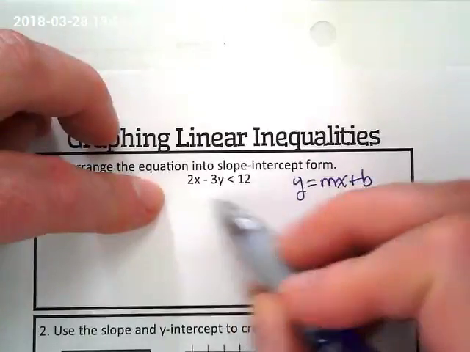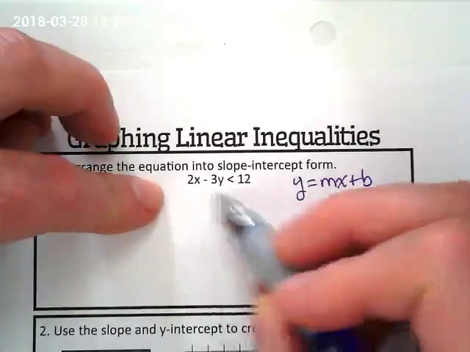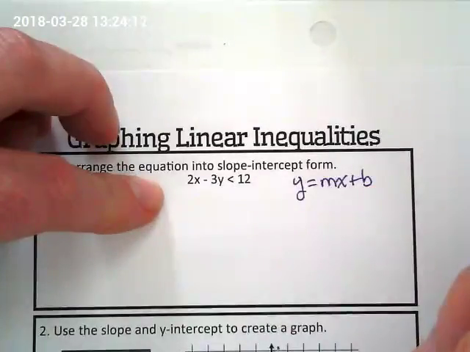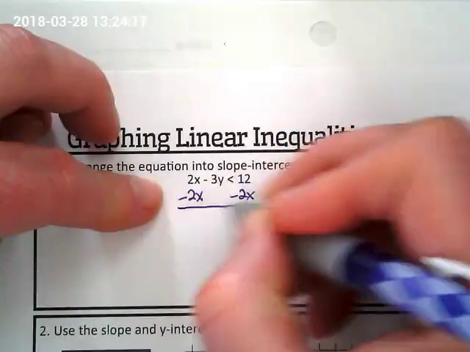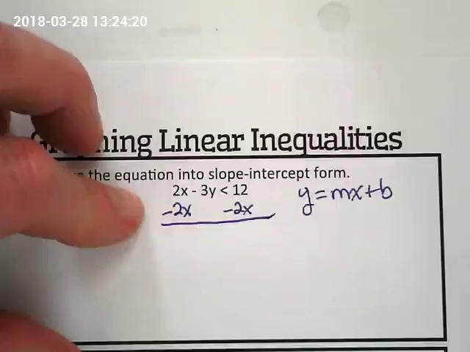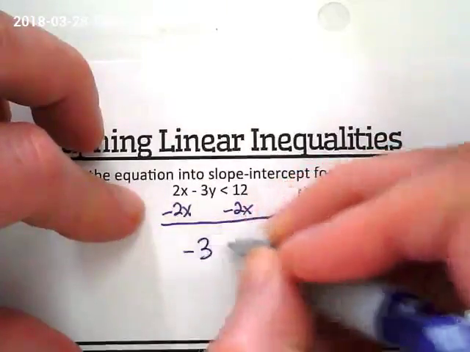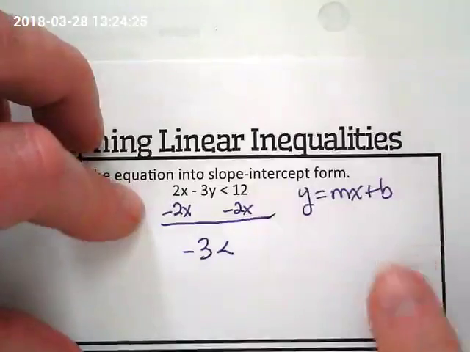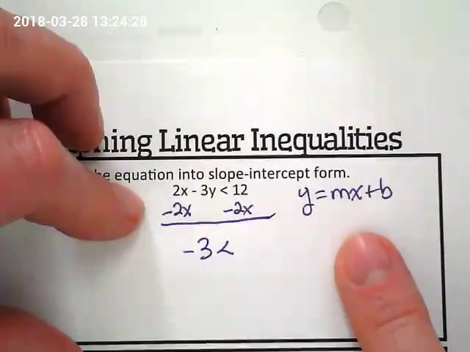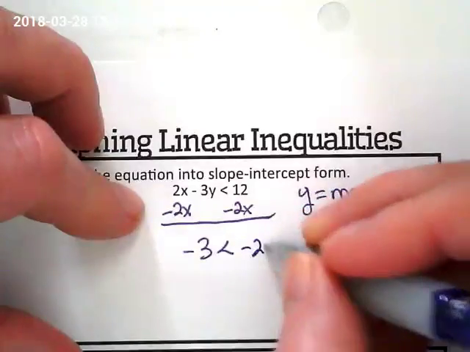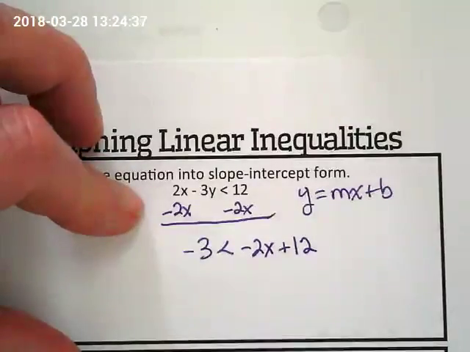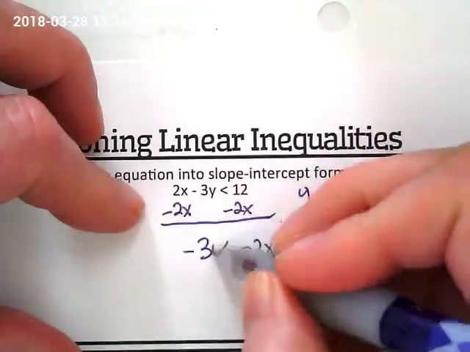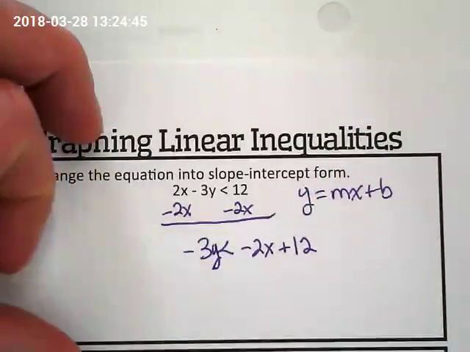What is the first thing I need to move in this inequality to start getting that y by itself? We want to move that x term, so we're going to subtract 2x from both sides. That leaves us with negative 3y is less than, I'm putting it into this form, so I'm going to put that negative 2x first. Oh no, it's negative. Plus 12. Oops, I left my y off. What's next?